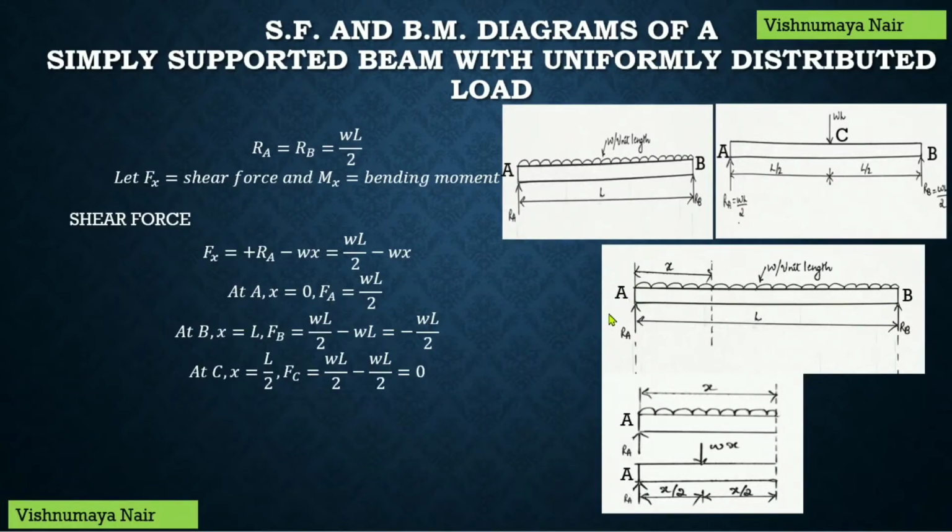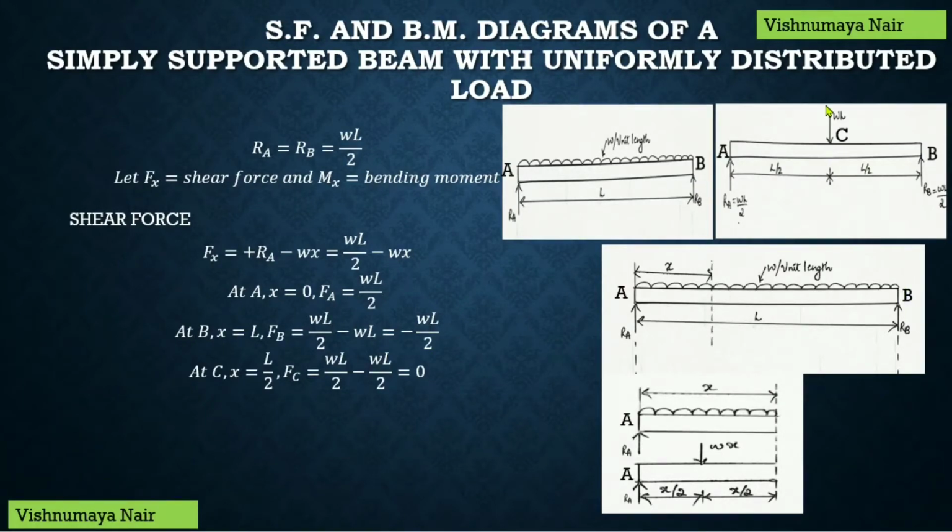Now, at this end A, x will be equal to 0, right? Therefore, FA will be equal to WL by 2 minus 0. So, at the end A, shear force is equal to WL by 2. Now, at the end B, we will have x equal to L. Therefore, FB will be equal to WL by 2 minus WL in the place of x. Just substitute L. Therefore, WL by 2 minus WL, which will be equal to minus WL by 2. Therefore, at the end B, shear force is equal to minus WL by 2.